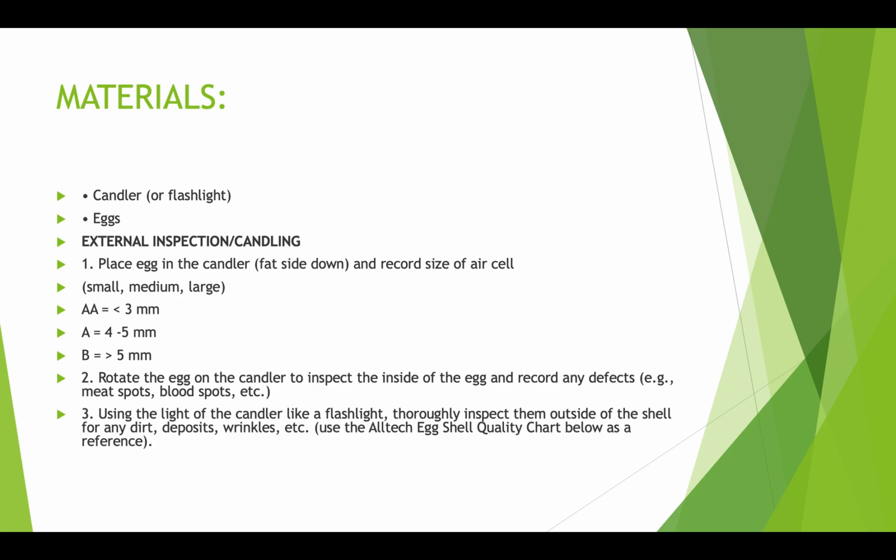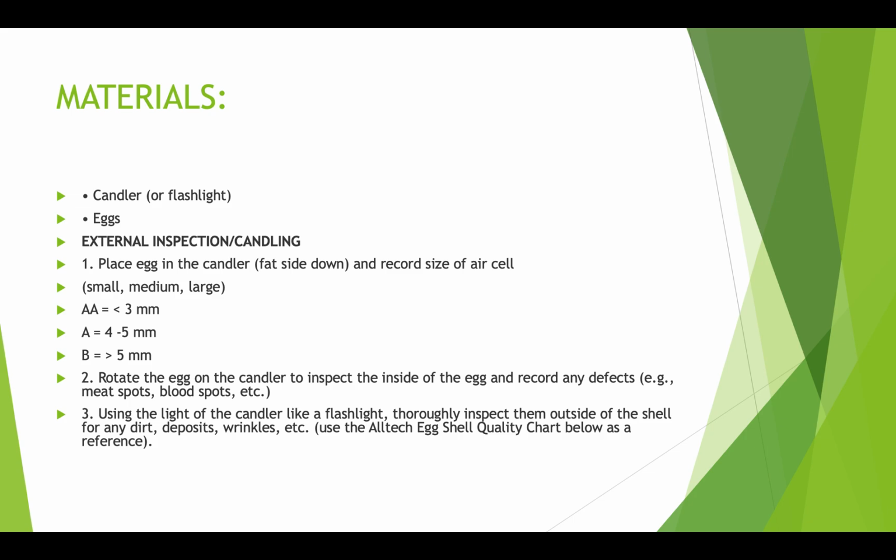So, for the candling process, what we need is a candler or a flashlight and eggs. For external inspection, place the egg in the candler, the fat side downwards, and record the size of the air cell. It can be graded as small, medium or large.